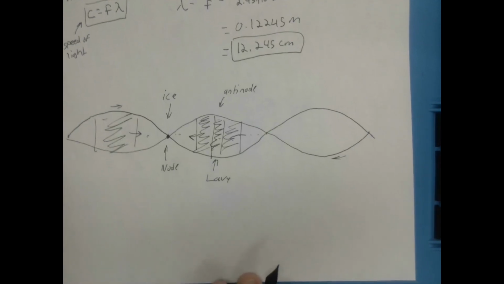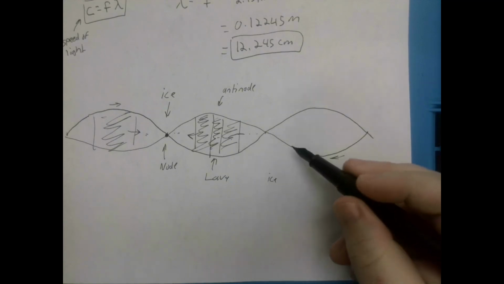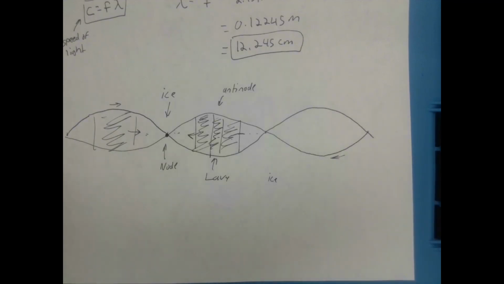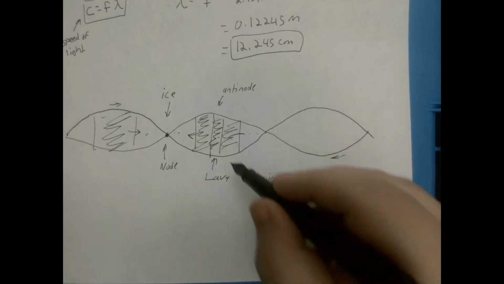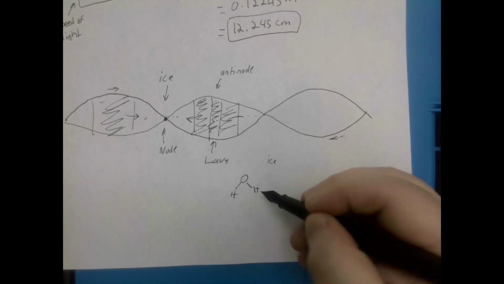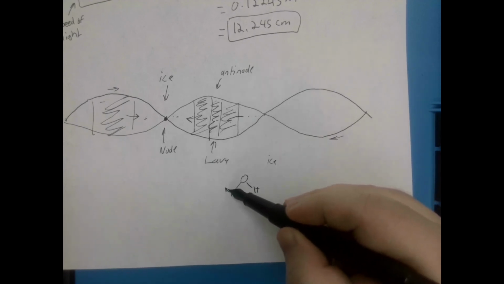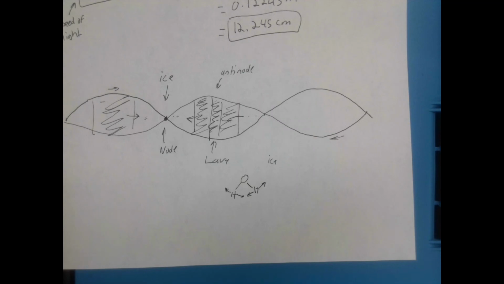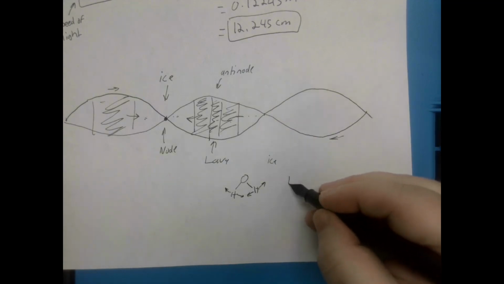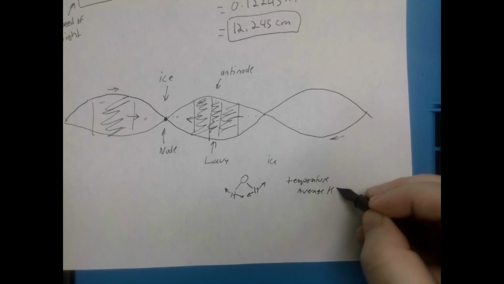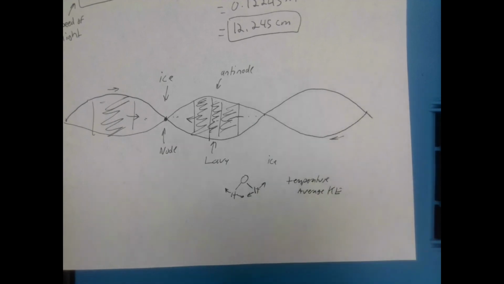Another thing, and this is going more into chemistry: ice doesn't absorb electromagnetic waves that much, but water absorbs them the most. What's going on here? If we look at the structure of water, these two hydrogen atoms can vibrate back and forth. And what is temperature? Temperature is average kinetic energy, and kinetic energy is the motion, so how much they're moving.